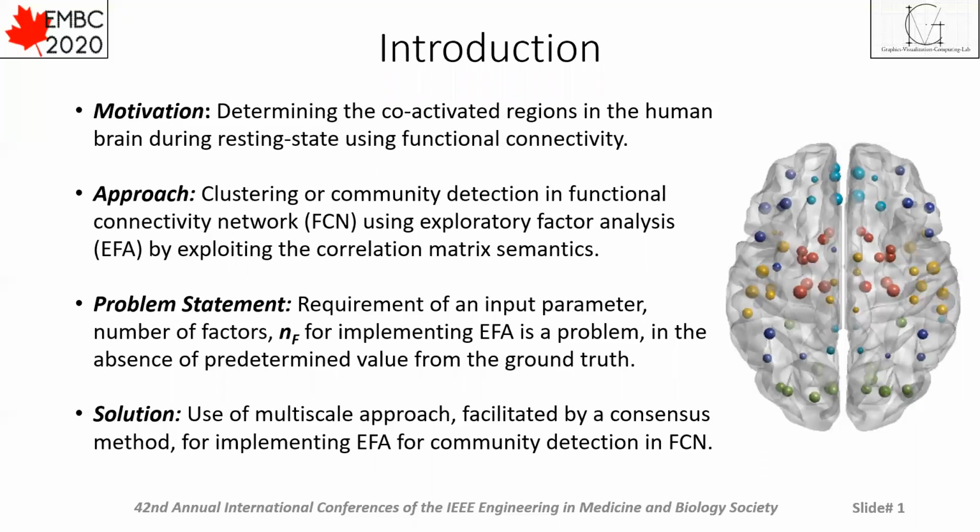Our motivation for this study is to determine those co-activated regions in the brain during resting state using exploratory factor analysis of an entire correlation matrix, that is, by not thresholding. However, there are issues with the EFA for the choice of the number of factors, NF. We can ideally use NF from the ground truth, but for this study we don't have one. So the question here is, how do we work with EFA for finding communities or clusters in a network?